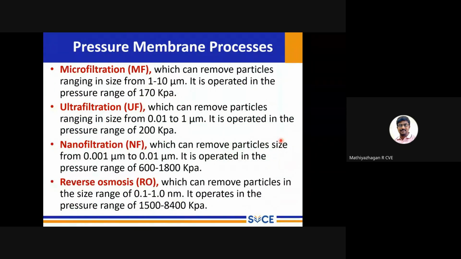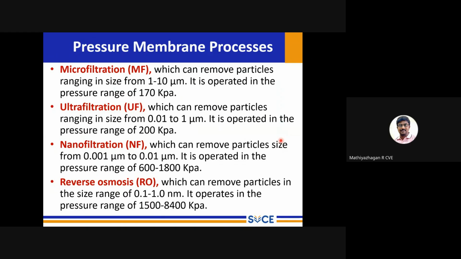So next we have reverse osmosis. Before looking at reverse osmosis, we have to see some of the membrane processes available to treat water or wastewater, or for the reuse of wastewater. Here we have microfiltration, ultrafiltration, nanofiltration, and reverse osmosis. Based on the pore size, these membrane processes are classified.